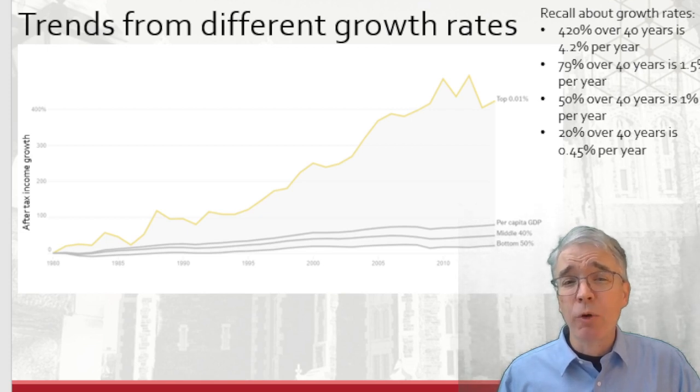The difference between 4.2% a year and 1.5% a year maybe doesn't seem like a giant difference. But over 40 years, that translates into something like over 400% versus 80%. It's a reminder, the tools we've been using in this class remain really useful for understanding what's going on.